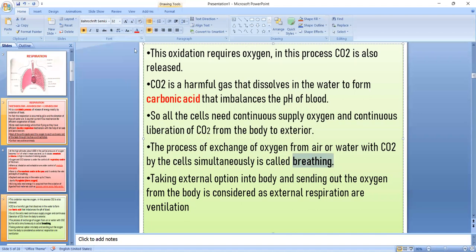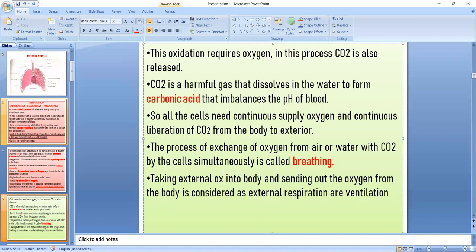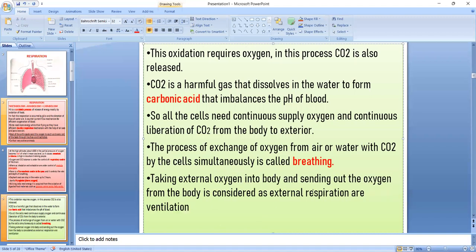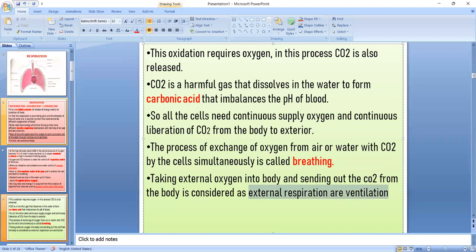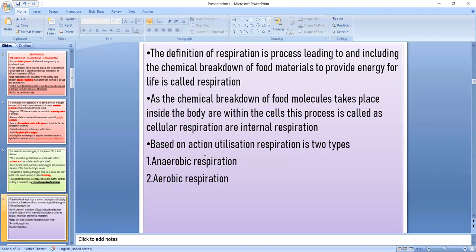So there is no need to explain this. Breathing, taking external oxygen into the body and sending out the CO2 from the body, is considered as external respiration. You remember this. What is actual respiration? The cellular respiration is actual respiration, and breathing is simply called external respiration or external ventilation. These are simple points.